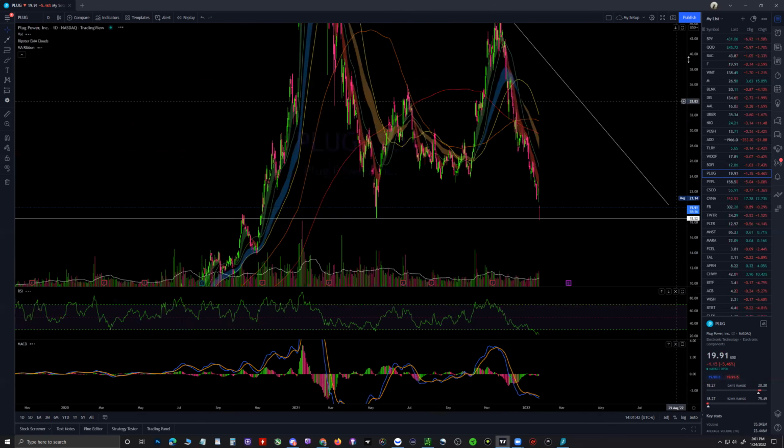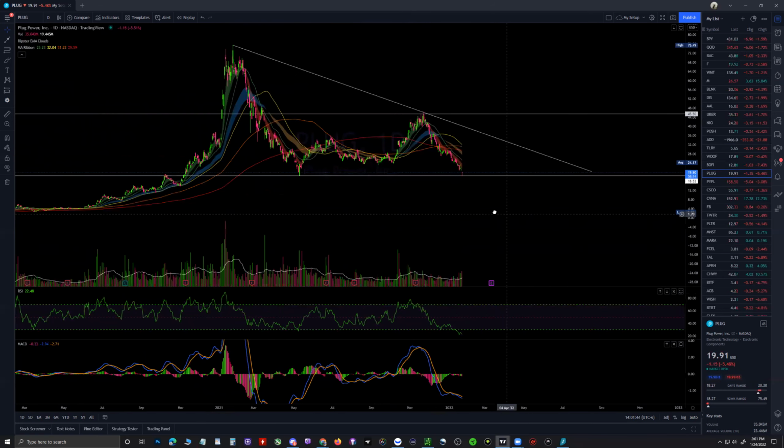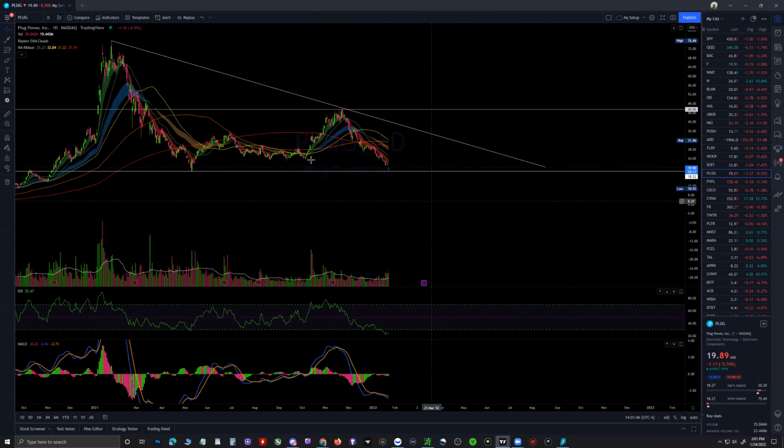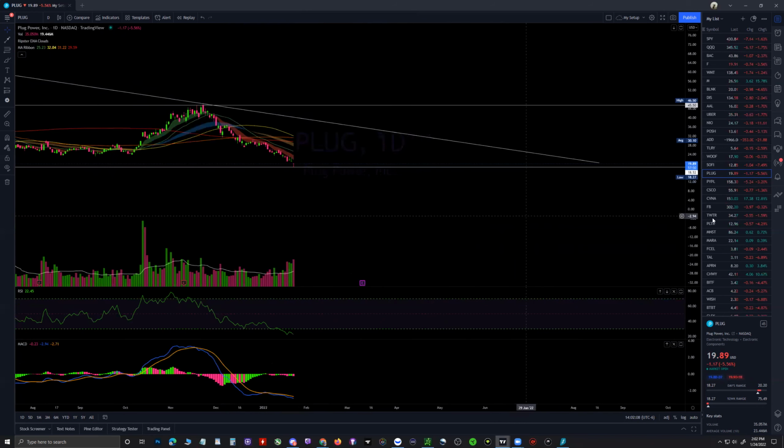So we zoom out. We're right at the bottom of a descending wedge. A lot of times with a descending wedge, by the time it gets to the apex, it'll shoot lower. But we've got lots of time before that happens. This apex isn't until August. So we could see this bounce all the way back up before coming all the way back down. I like Plug a lot.